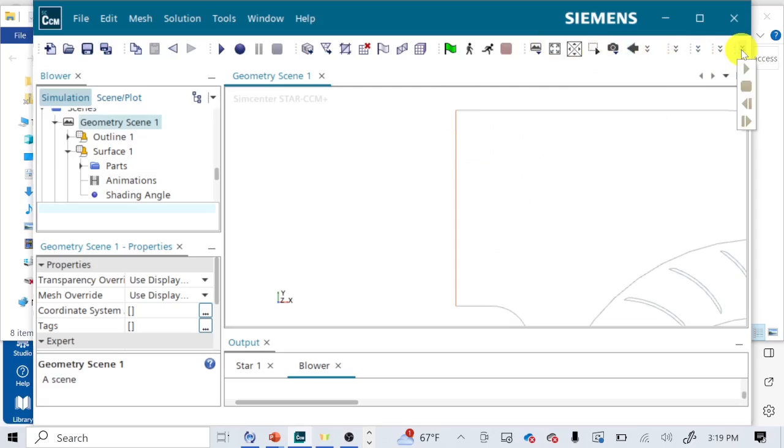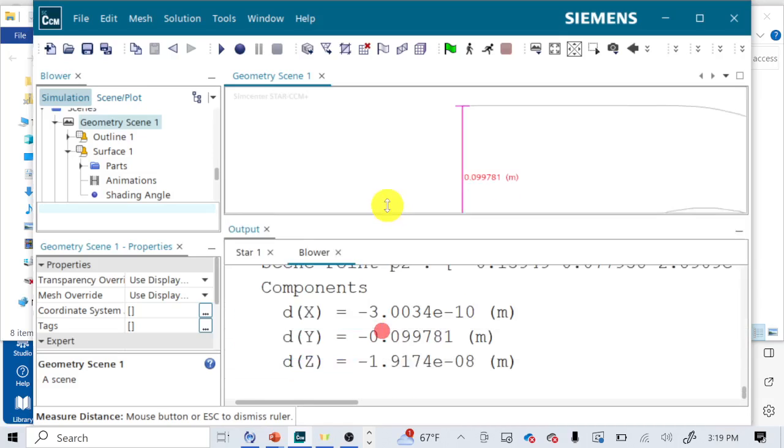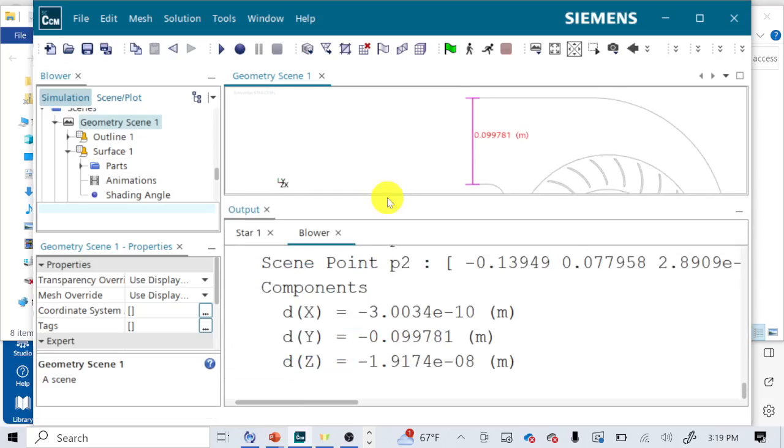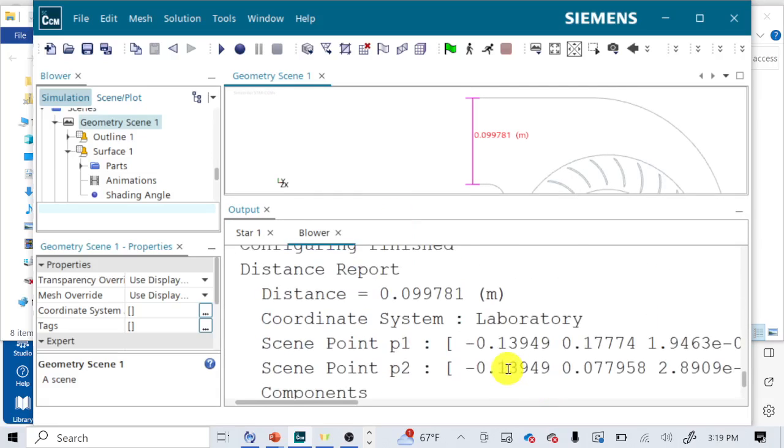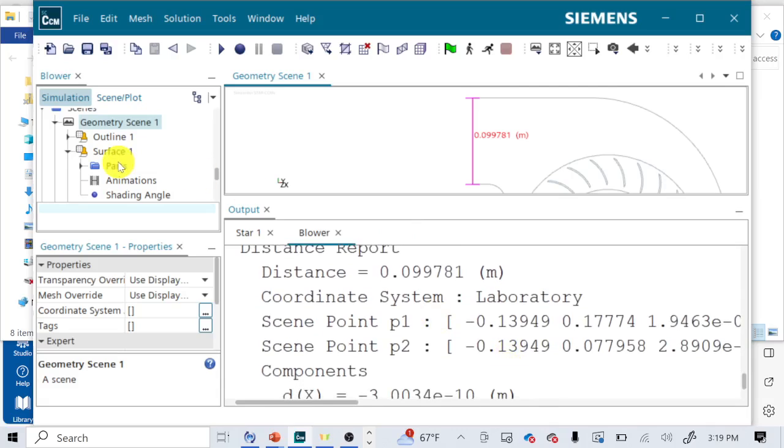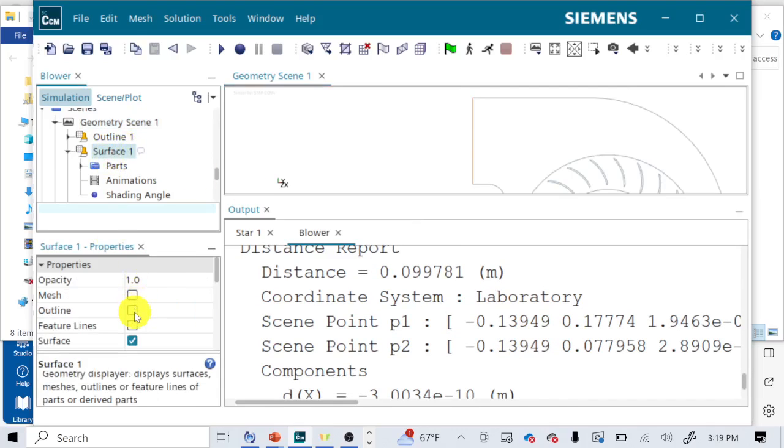So somewhere on here, because this toolbar is collapsed, there should be a ruler tool. There we go. So we should be able to measure from one end of this to the other and see exactly what coordinates they're at. So this outlet is, well, theoretically, actually, let me make this a mesh scene. Mesh.